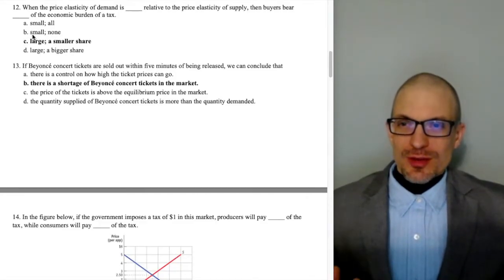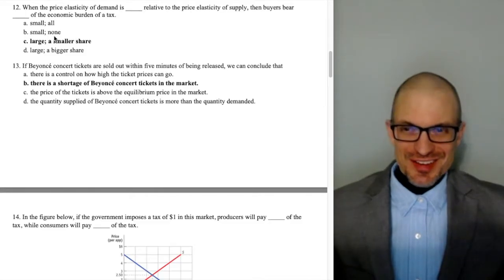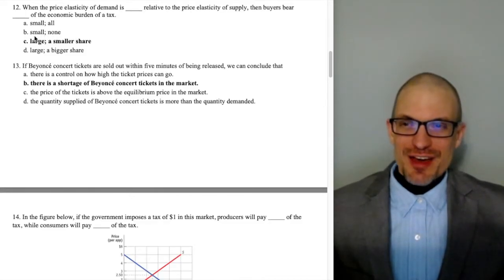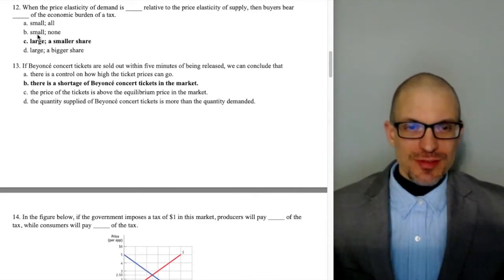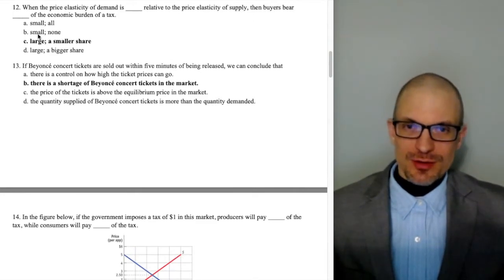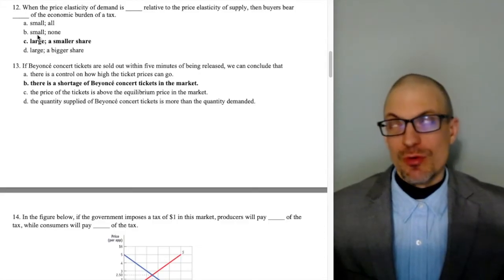Okay, so small and then none? No. To bear none of the tax, you'd have to have a price elasticity of infinity. You'd have to have a horizontal demand. You have to have a vertical supply curve or horizontal demand.